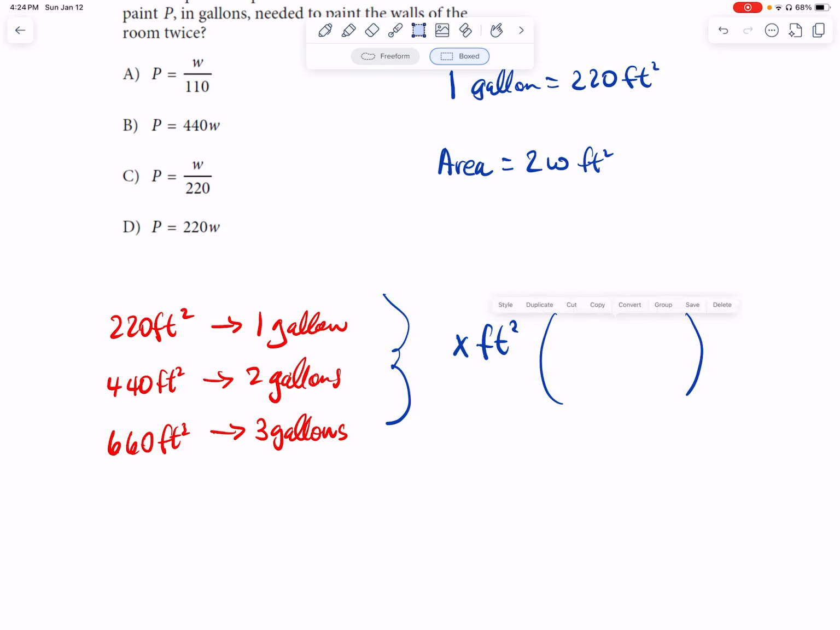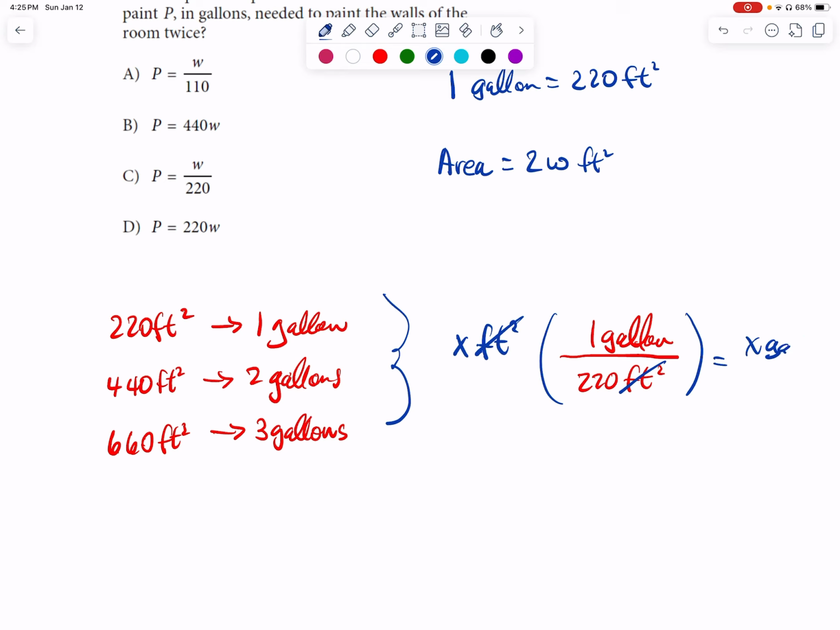Yep. Perfect. Okay, so now let's put our conversion factor with the feet squared on the bottom. That's usually what you do. Whatever it is that you're trying to get rid of, that's the thing you're going to divide by, and then it's going to be 1 gallon up top. So now, again, doing the algebra with the units, treating them as if they're variables, feet squared and feet squared are just going to cancel each other out. And you can see what we have here is basically x gallons over 220. And there's no feet squared because they canceled out.